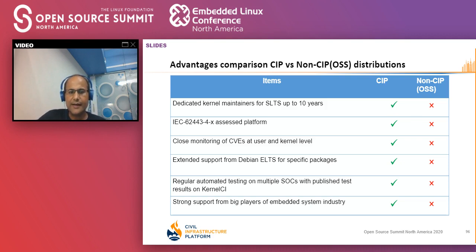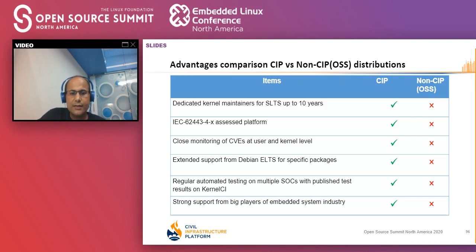And the next one is the IEC 62443-4-1 and 4-2 assist platform. This is another unique initiative taken by CIP members to work on IEC standards and get the platform assessed. As we have explained, for 4-2 we have already included certain Debian packages, and for 4-1 we are working on it, so that we will have the secure development process and required artifacts in place. These things are not available in other open source distributions.